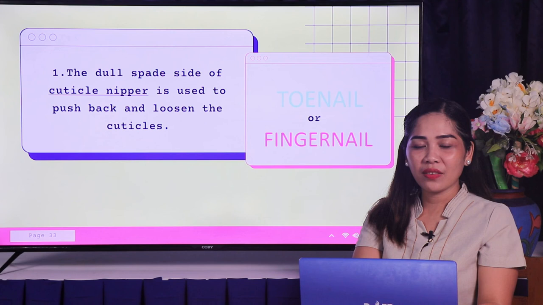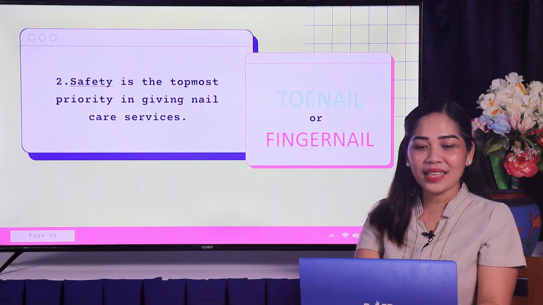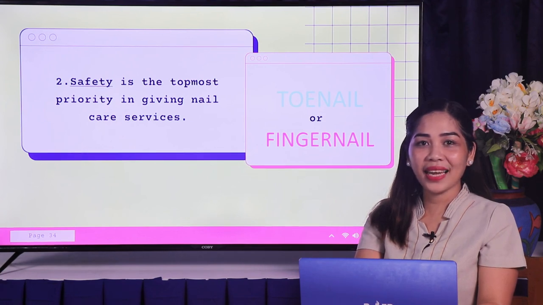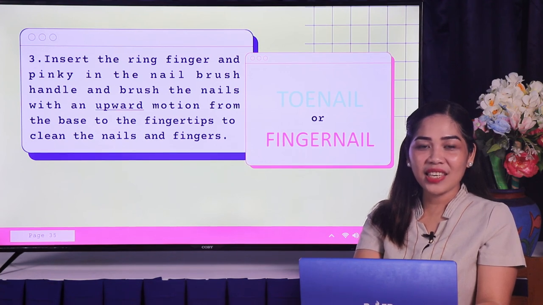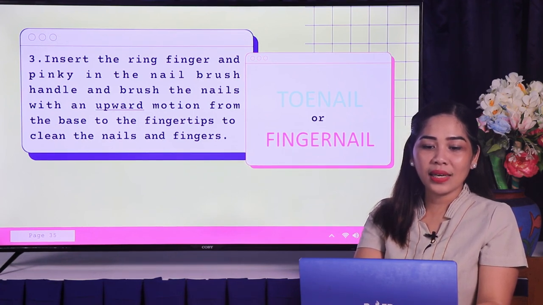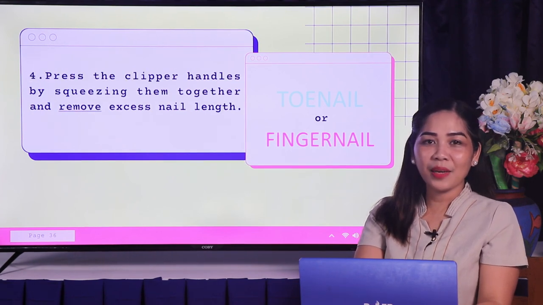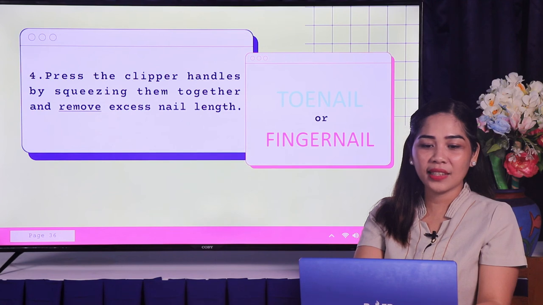Number 1. The dull spade side of a cuticle nipper is used to push back and loosen the cuticles. Number 2. Safety is the topmost priority in giving nail care services. Number 3. Insert the ring finger and pinky in the nail brush handle and brush the nails with an upward motion from the base to the fingertips to clean the nails and fingers. Number 4. Press the clipper handles by squeezing them together and remove excess nail length.